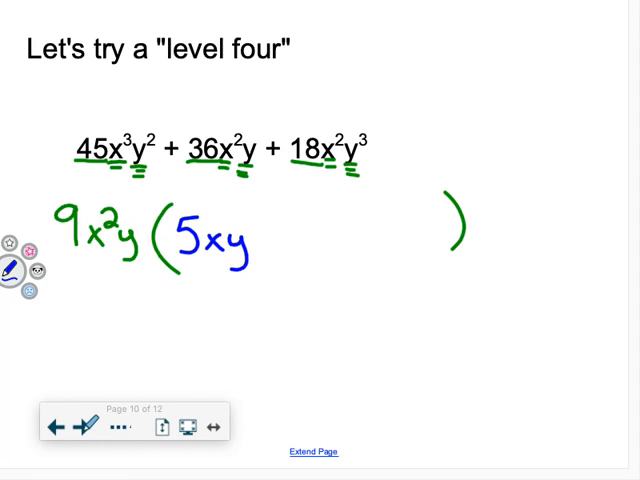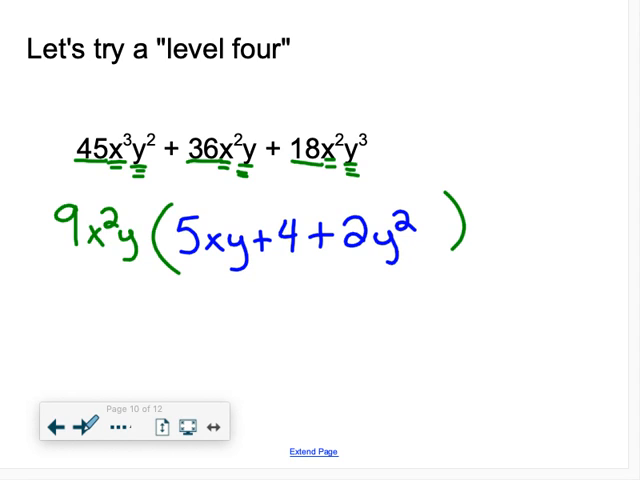If we take 36x squared y divided by 9x squared y, notice we're just going to be left with 4. And our last one here, we are left with 2y squared. So that would be our final answer.